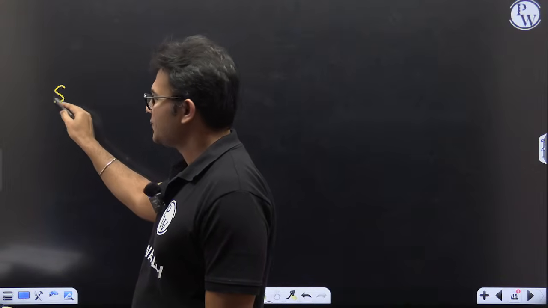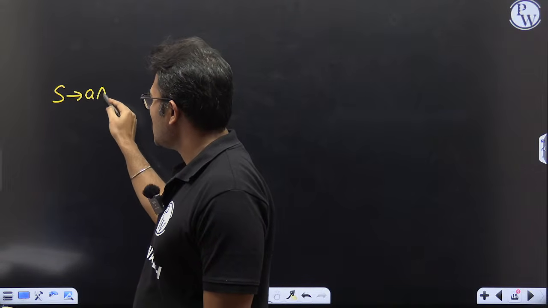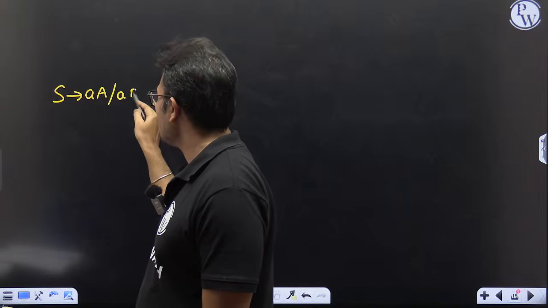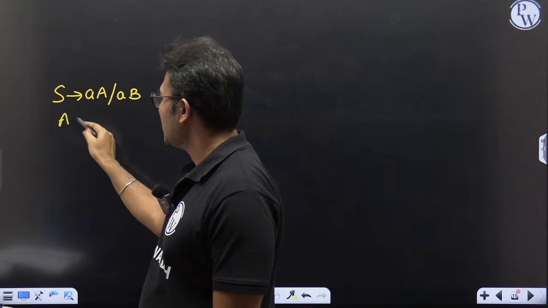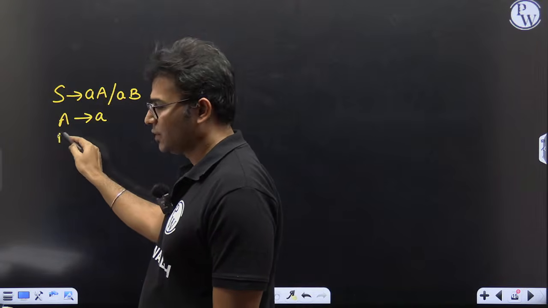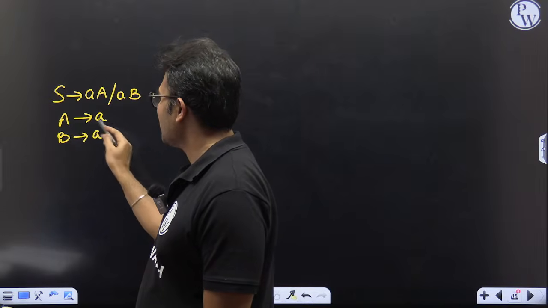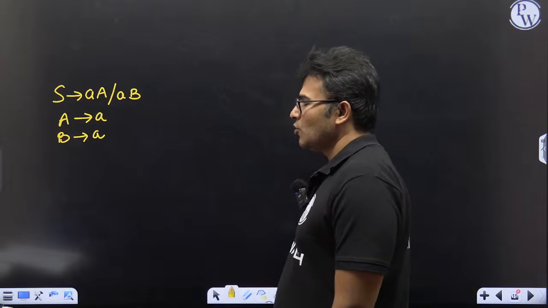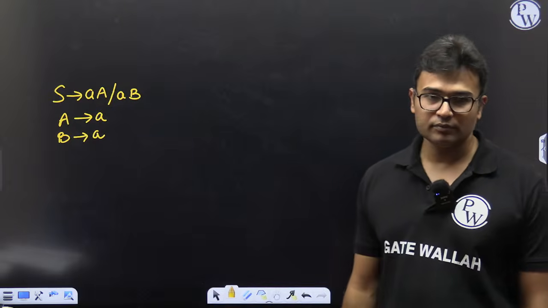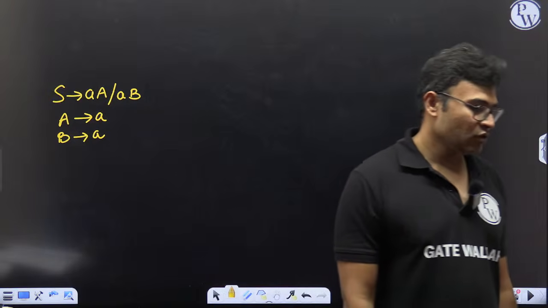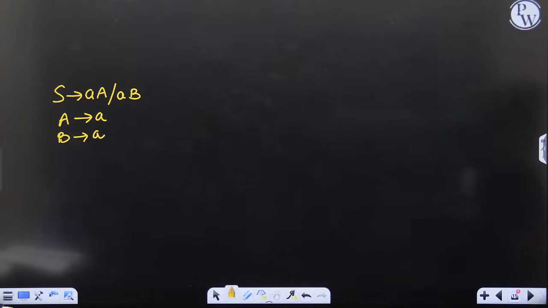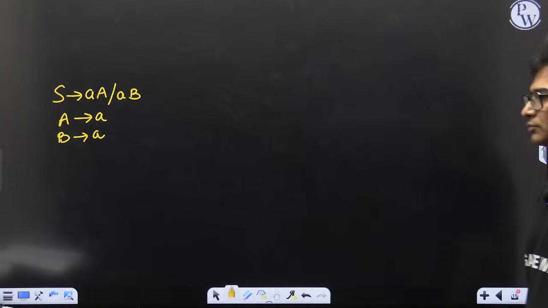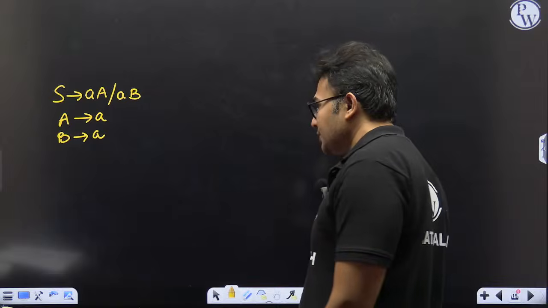Now answer this question. S derives AA or AB. A derives small a, B derives small a. Is this grammar ambiguous?